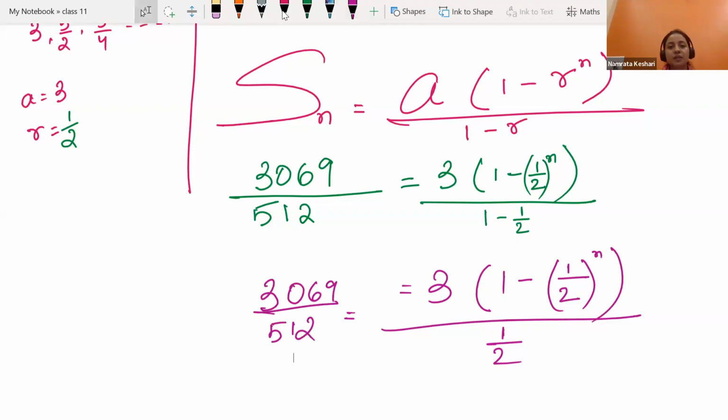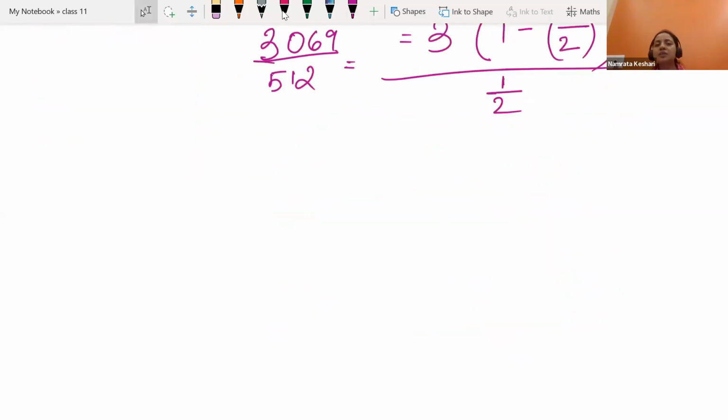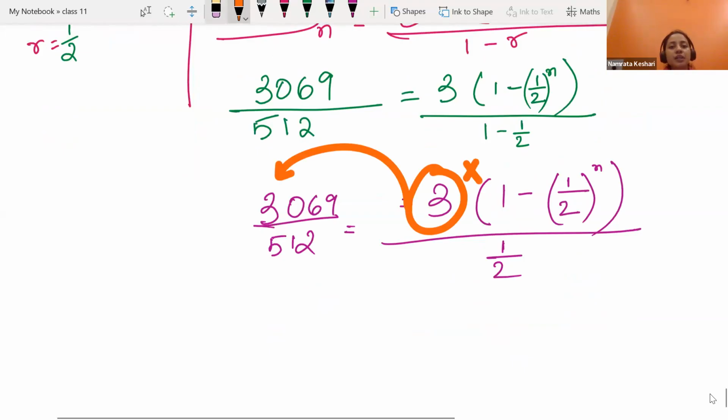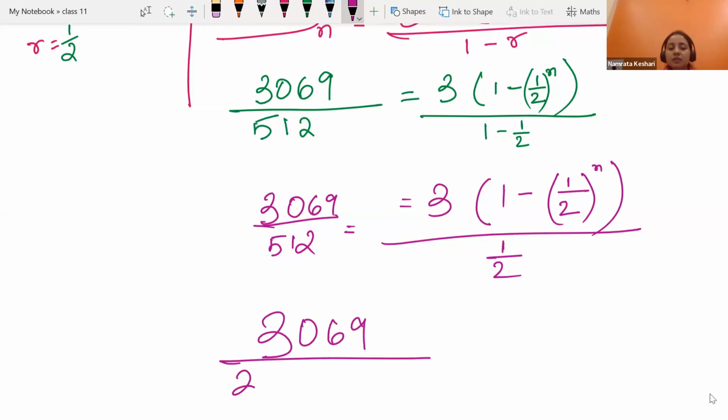Yes, ma'am. Okay, now we are thinking that here how can we compare the powers? Because here everything looks so difficult. So let's try first simplifying it. This 3, which is in multiplication over here, let's take it to the other side. It will be in division over there. Right? Yes, ma'am. Okay, so 3069 you are having, 3 will come in the denominator, and yeah, 512 will still remain as it is.